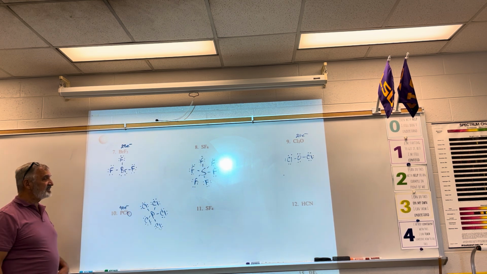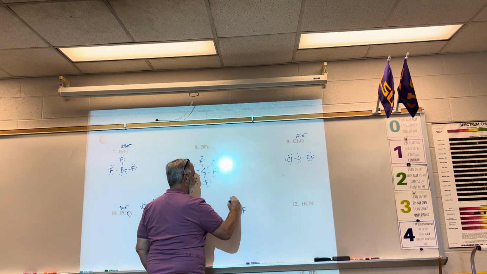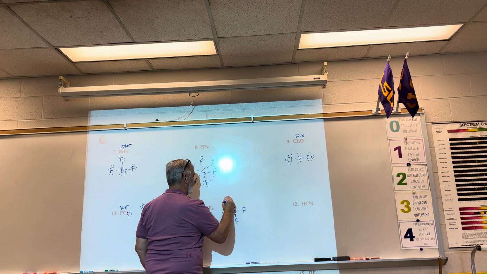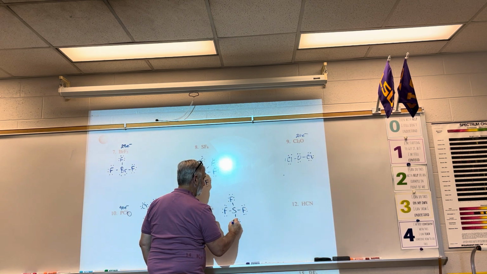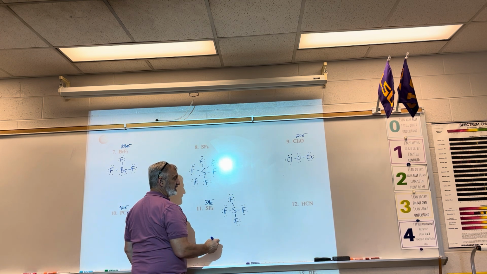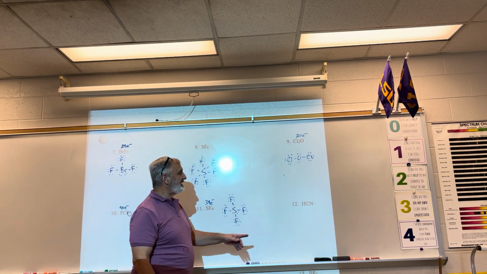PCl5. SF4, we already did this one. It's going to look like this. I got 2 more electrons because there's 34 electrons. So where do the next 2 electrons go? On the S.